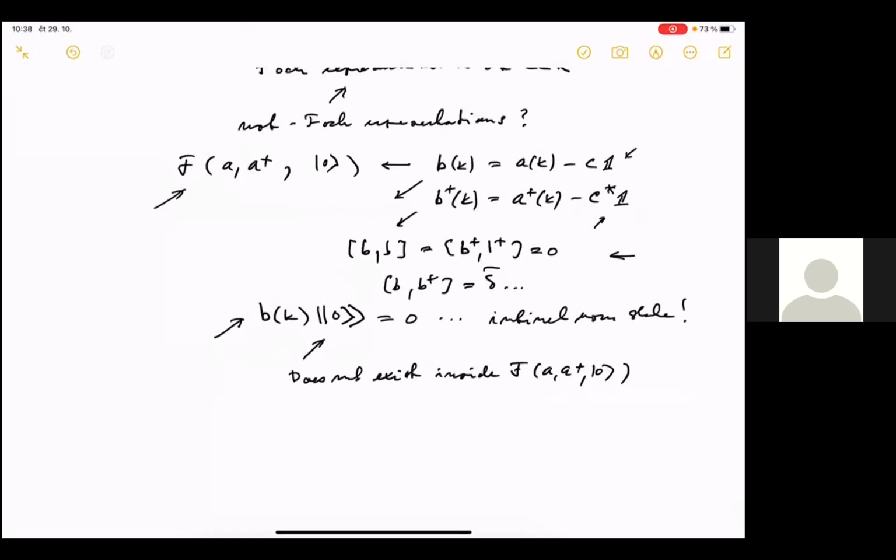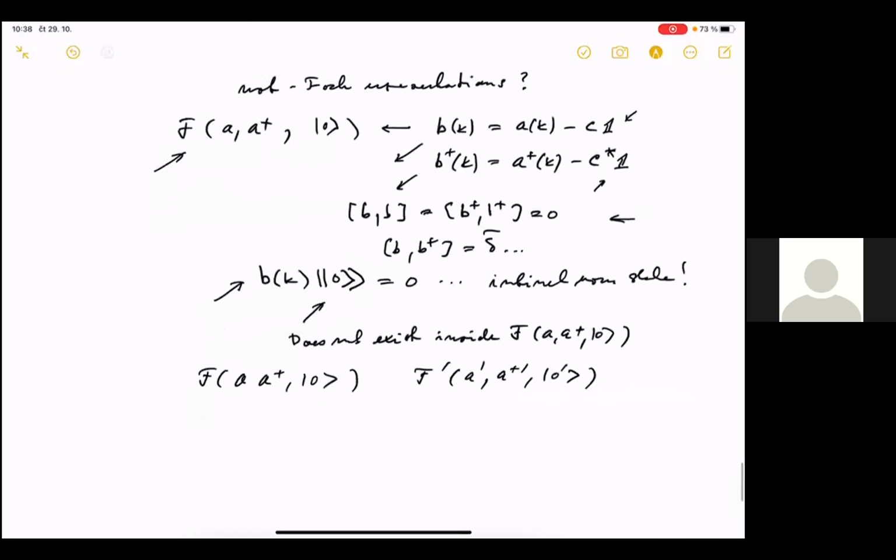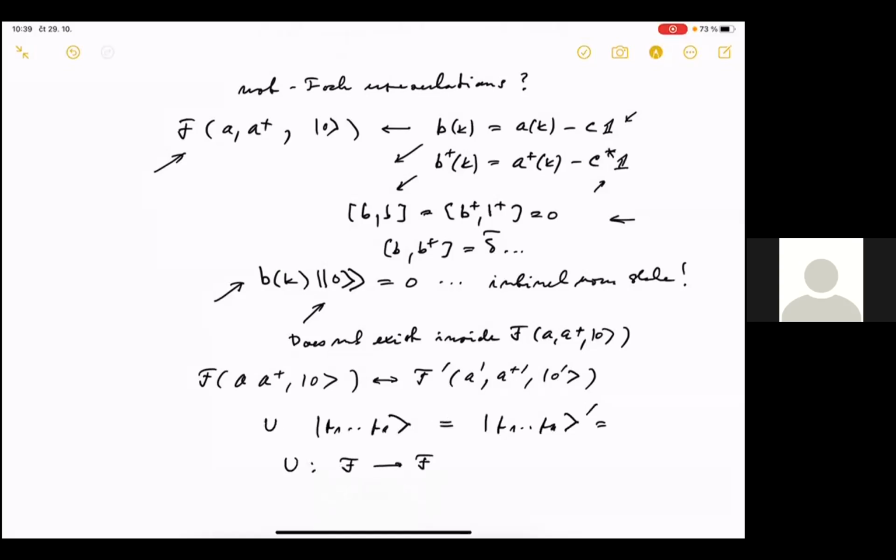On the other hand, if we have two representations of the same canonical commutation relations, say a, a cross and some vacuum on one Fock space, and some second Fock space where it is realized by some primed operators and some primed vacuum, then these representations are unitarily equivalent. That means that we simply have a unitary transformation from this basis to the primed basis, simply defining the action of such a unitary operator acting on this Fock space as the corresponding basis vector in the second representation. That U is the operator which maps from F to F primed, and the action of this operator in our basis is just given by this.